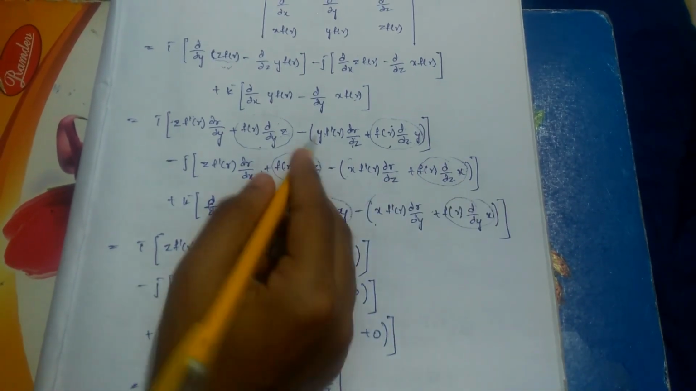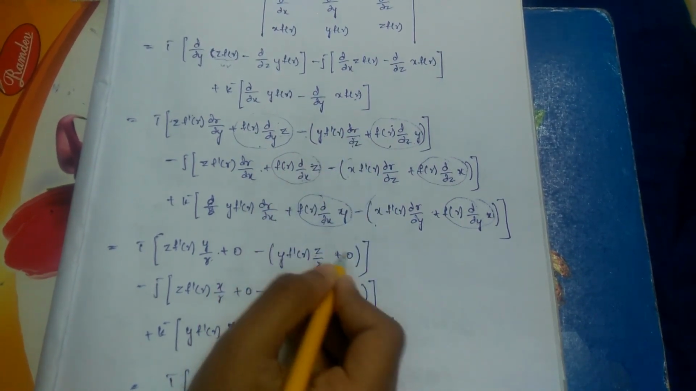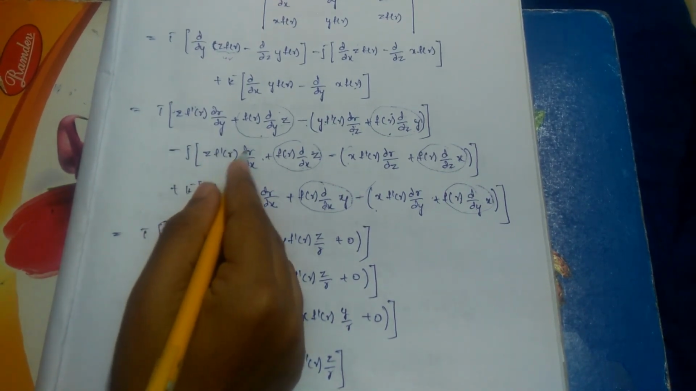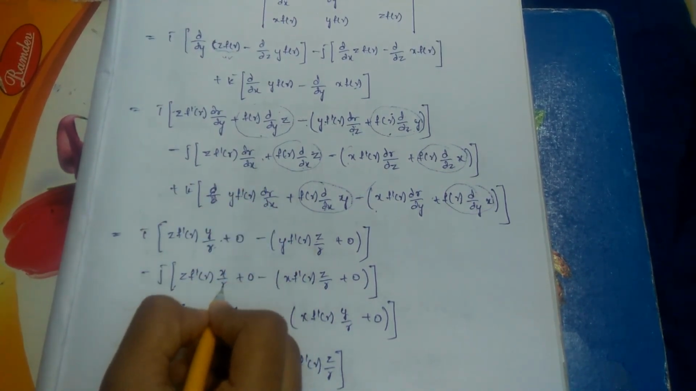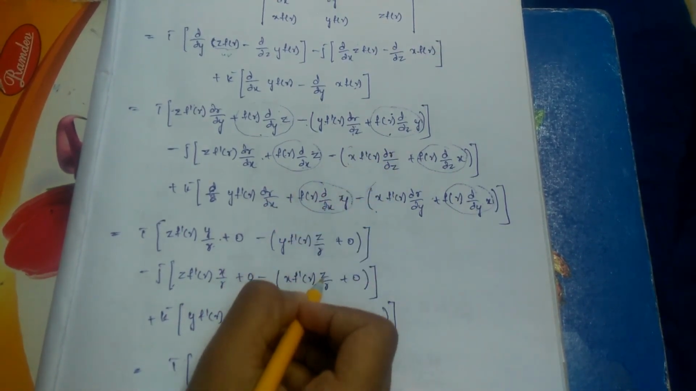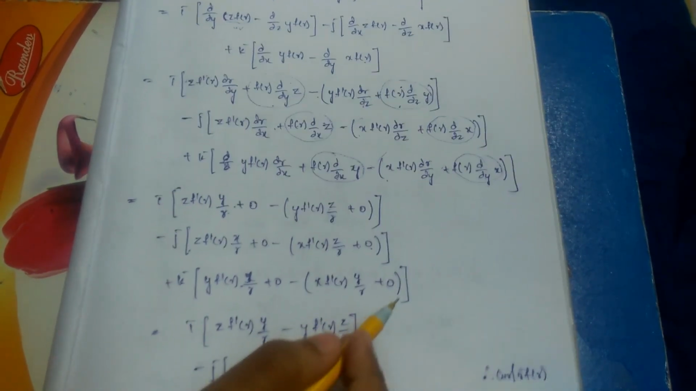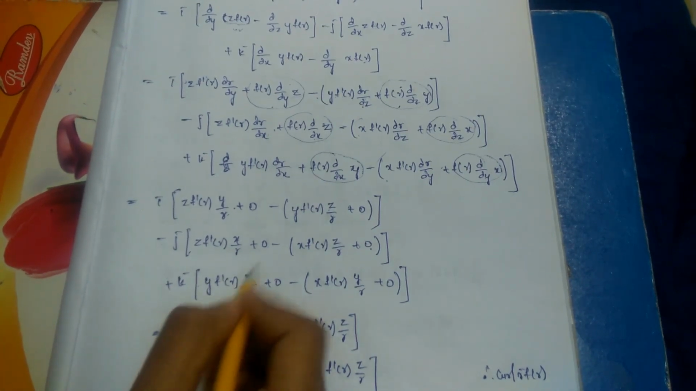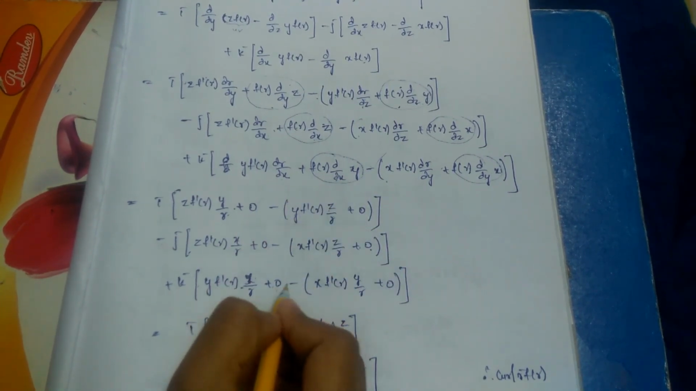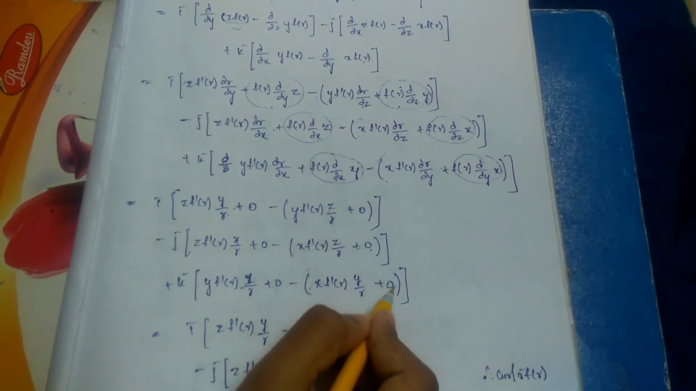And so we get plus 0 minus of y into f dash of r, dou r by dou z value is z by r plus 0, and here the j bar coefficient: minus j bar of z into f dash of r, dou r by dou x value is x by r plus 0, minus of x into f dash of r, dou r by dou z value is z by r plus this value is 0, and then here plus k bar of y into f dash of r, dou r by dou x value is x by r plus the value of this is 0, minus of x into f dash of r, dou r by dou y value is y by r plus 0.